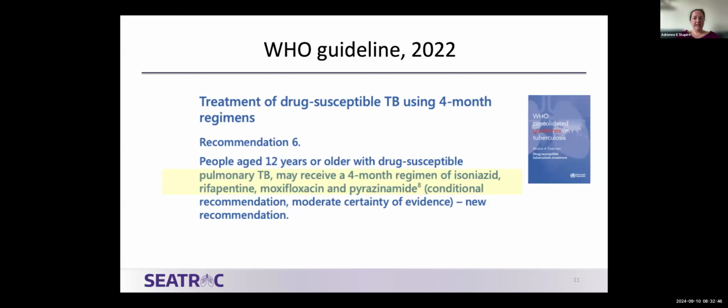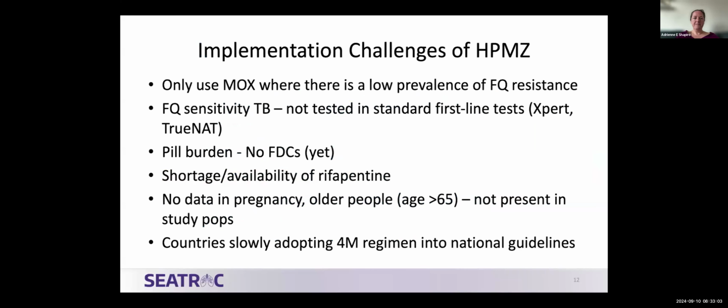WHO issued new guidelines in 2022 saying that people aged 12 years or older with, again, drug-sensitive pulmonary TB may receive a 4-month, so a much shorter, regimen of isoniazid, rifapentine, moxifloxacin, and pyrazinamide. And so this is really exciting. This is the first time in 50-odd years of TB treatment that we have moved the needle on shortening TB treatment. But there are still some implementation challenges, even with this new shorter regimen.